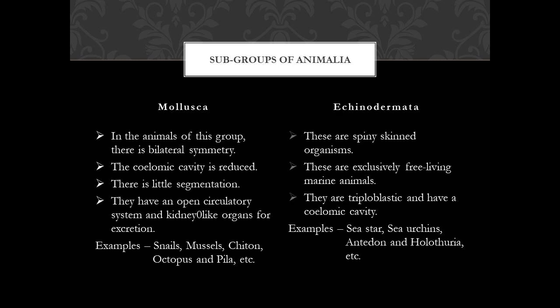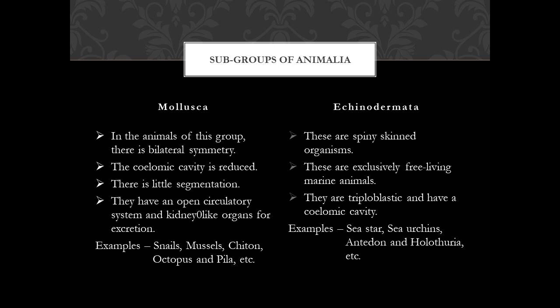Mollusca. In the animals of this group, there is bilateral symmetry. The coelomic cavity is reduced. There is little segmentation. They have an open circulatory system and kidney-like organs for excretion. Examples are snails, mussels, chiton, octopus, and Pila.